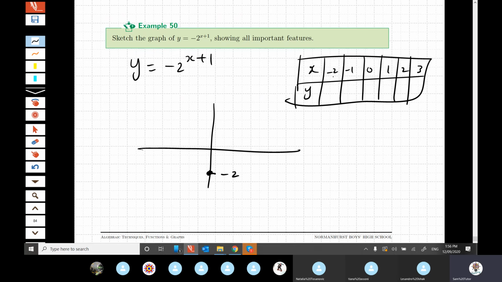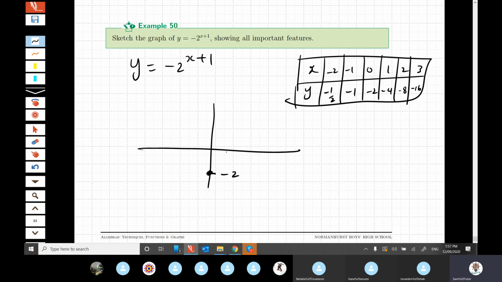There you go. All right. I'm going to sub in -2. So -2 to the power of -2 plus 1. That's -half. Then at -1, it should give me -1. At 0, we said it gives me -2. At 1, it gives you -4. At 2, it gives me -8. And at 3, gives me -16.